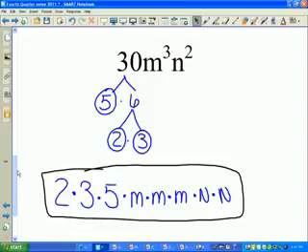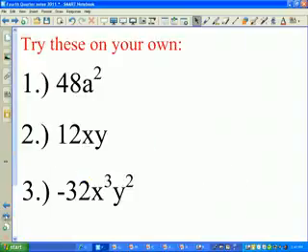So 2 times 3 gives me 6. 6 times 5 gives me 30. M times m times m gives me m cubed. And n times n gives me n squared. Okay? So then I had the students try these 3 on their own, just to make sure that we're all on the same page, making sure that they understand the concepts.